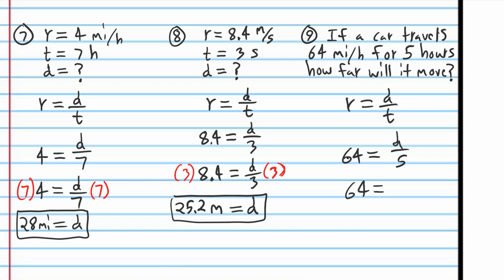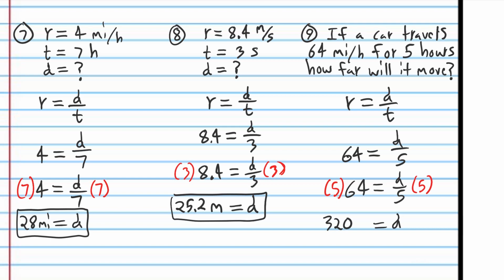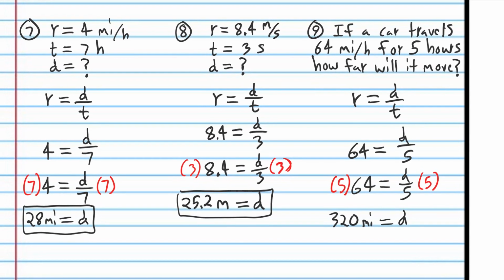So that's a one-step algebraic equation. We're going to have to rewrite the equation because we're going to perform an operation on both sides. We show multiplication with parentheses. And D is equal to 320 miles. So if you got 320 miles, good job. You're on the right track.